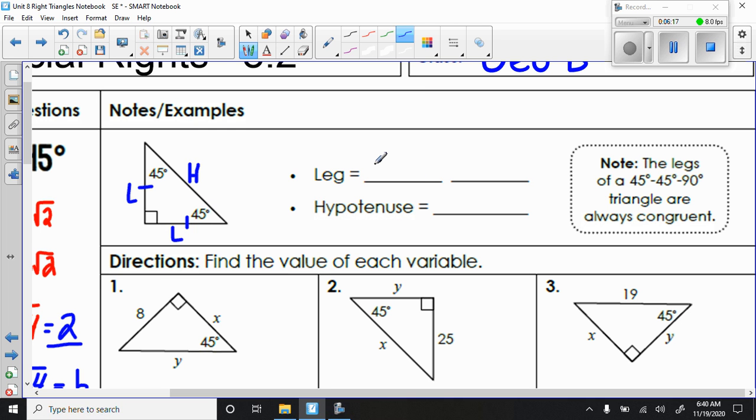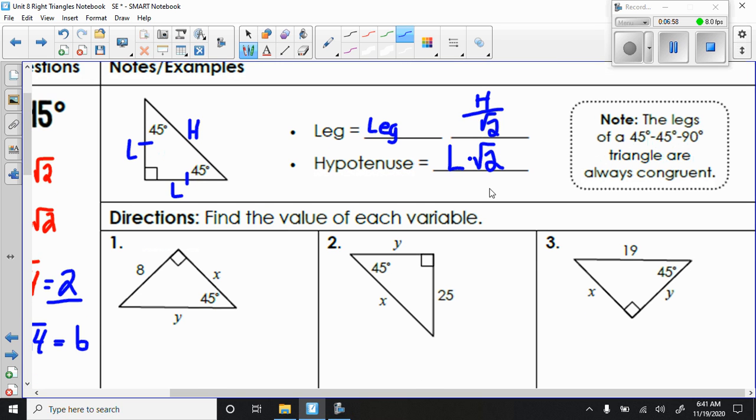And here is our first formula. Leg equals leg. They are equal. The other formula for the leg would be hypo divided by radical 2. I know this might be new to all of you, but by the end of this video, I'm pretty sure you'll catch on. The hypo is always your leg, or one of your legs, because the legs are the same, times radical 2.